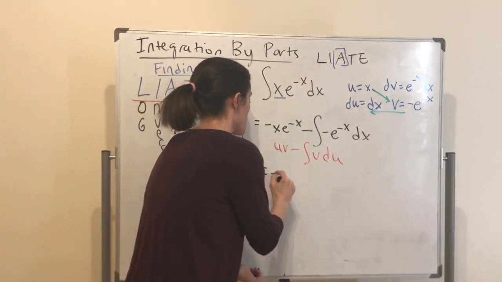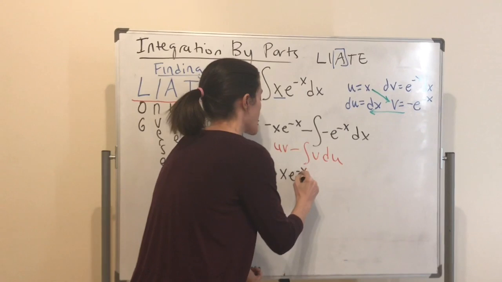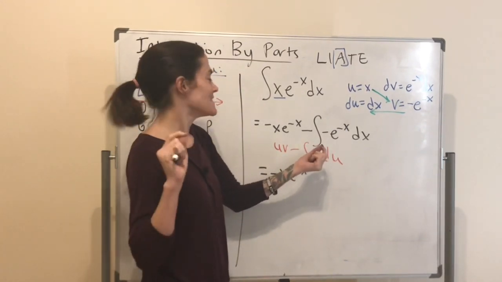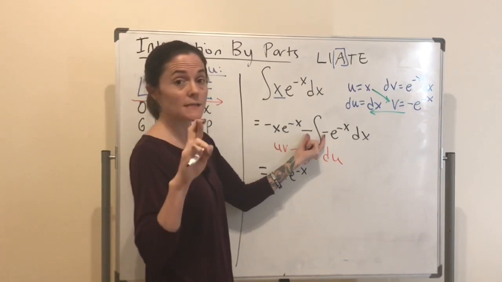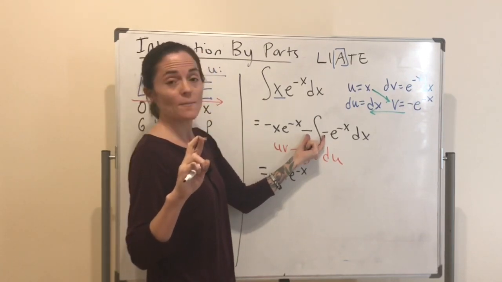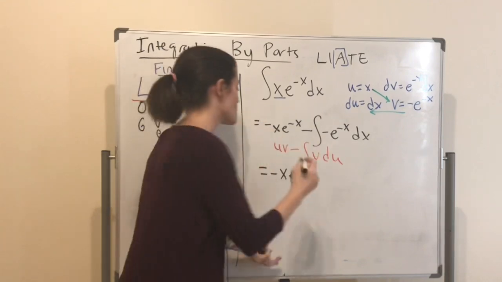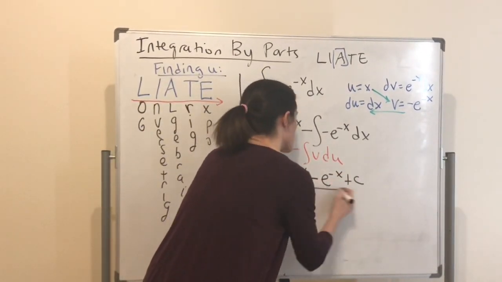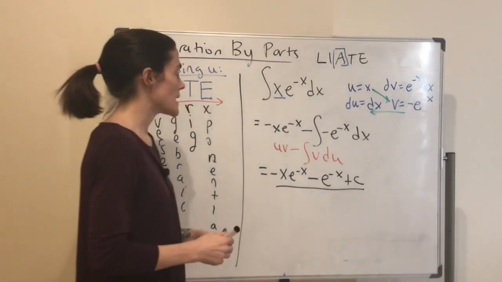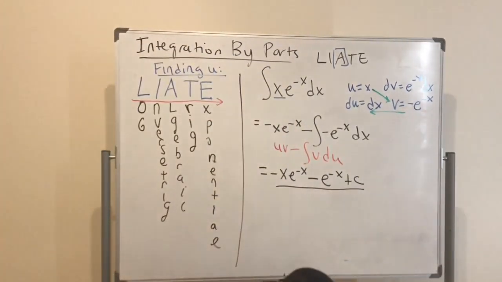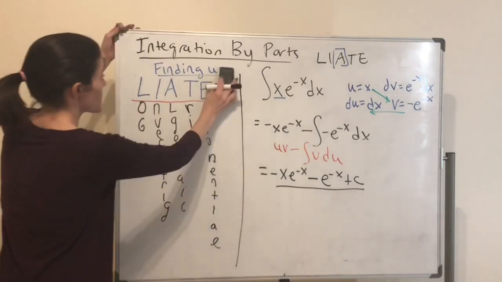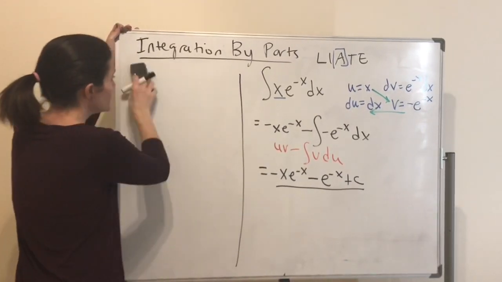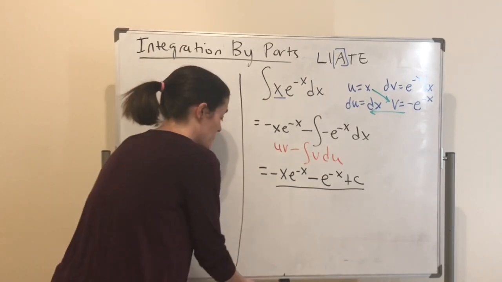So this is minus x e to the minus x. This, well, let's think about the sign. This is a plus. When we integrate e to the minus x, we get another minus. So this will be a minus. And then plus c. So this would be our antiderivative here. Maybe I will do another one over here. Okay, this is integration by parts.